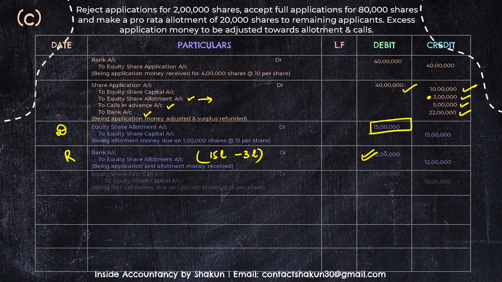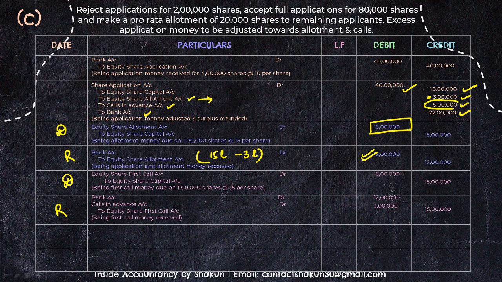The next entries would be the due entry for first call at the rate of 15 lakh, same as before. Then we will pass the entry for receiving. In the receiving entry, again we have to adjust the amount that has been adjusted on call. Now the total amount adjusted on call is 5 lakh, but out of this 5 lakh, for first call we have 3 lakh, and for second call we have 2 lakh, right? So the calls in advance which was credited here, now it is debited here because we are cancelling this account. We are showing that 3 lakh has already been received out of 15 lakh. So 12 lakh is the amount that we are receiving on the call.